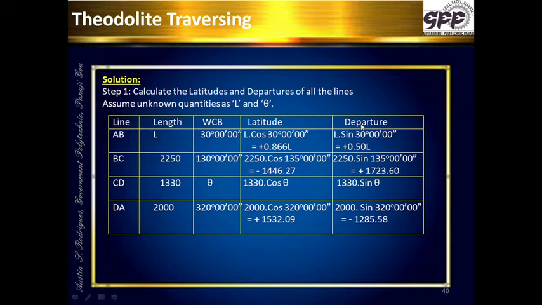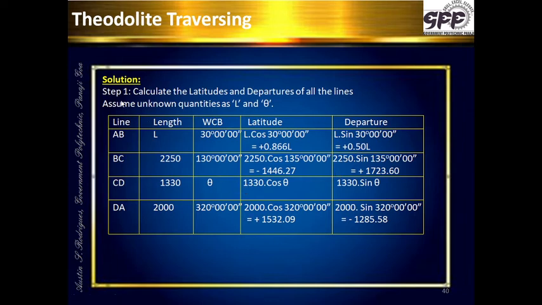Coming to the departure, departure is L sine theta. So L is 2000 into sine of 320 degrees. So the answer is minus 1285.58. The minus sign over here tells me that departure is in the west direction. It is a westing of 1285.58. So what we have done is, in step 1, we have calculated all the latitudes and departures by considering some of the values as unknowns. So having that done, we have got all the values.